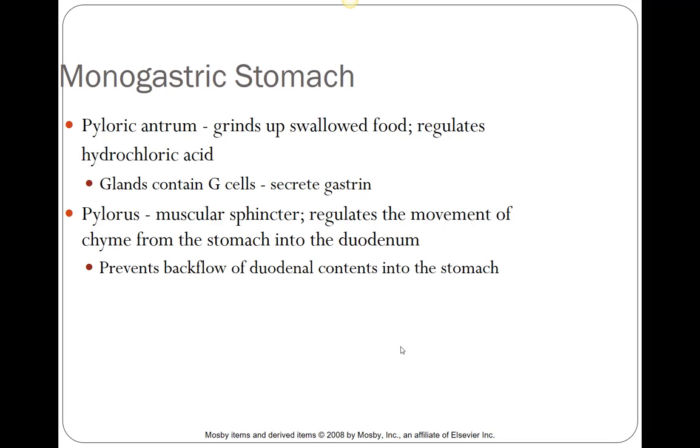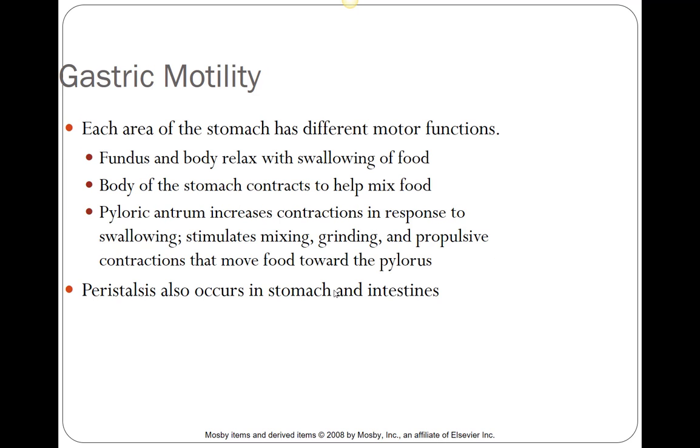The pyloric antrum, they say it grinds up food. It really doesn't. It just kind of keeps it stirred and moving around. And one thing is it actually has G cells in there that make gastrin. And so this gastrin is a hormone that's actually secreted in the bloodstream, and it plays several different roles that we'll talk about. Pylorus is that muscular sphincter that's actually going to control movement of food from the stomach into the duodenum and actually helps to prevent backflow of duodenal contents into the stomach.